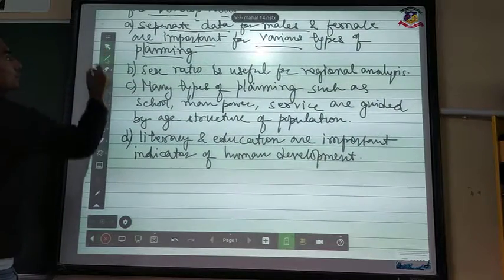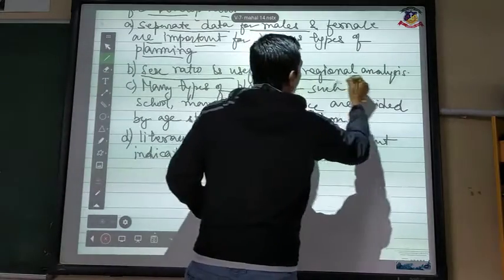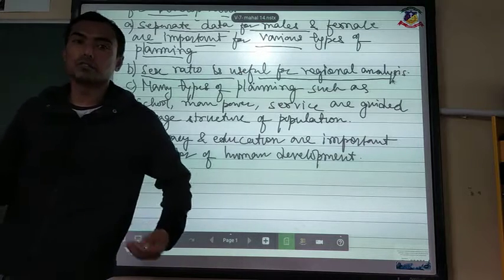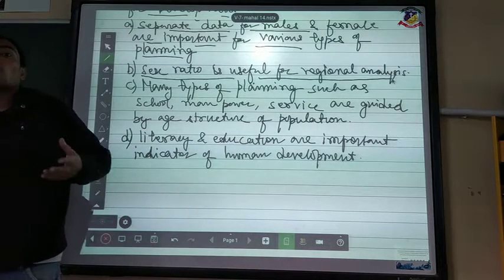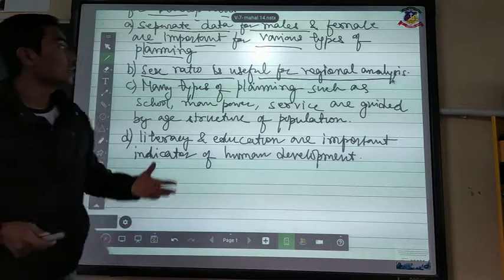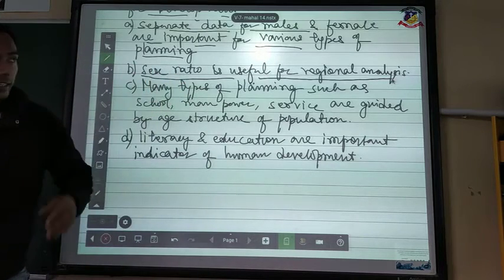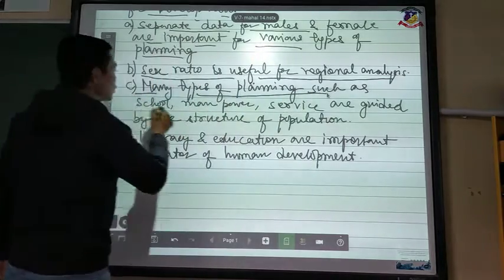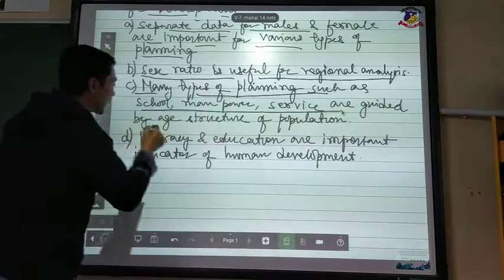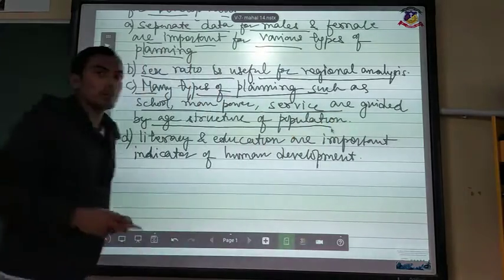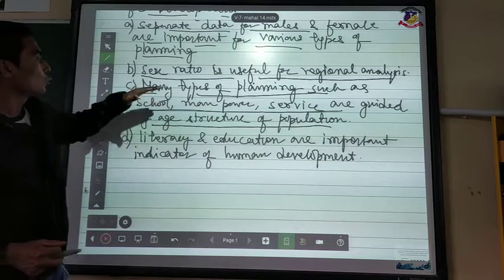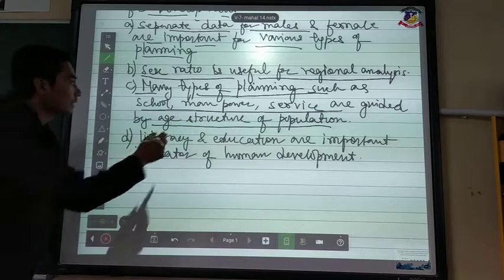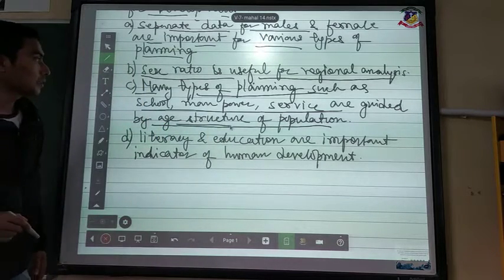Next, sex ratio is important for regional analysis. Whenever a region is observed for development, for deciding what has to be done for better development, sex ratio is very important. Many types of planning, such as schools, manpower and services, are guided by the age structure of the population. Schools are only for children up to the age of 18, so age structure is very important.